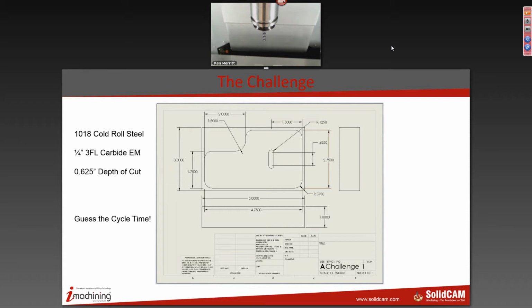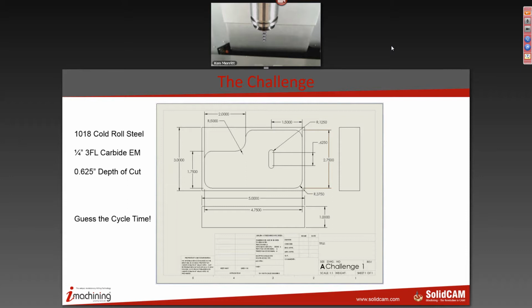Now, some people might look at that and go, well, hold on a second. You're going to bury a 1/4 inch tool at .625 deep in steel? 2.5 times diameter? Woohoo! Yeah. But we just want to go ahead, and I'm sure you can see here it says guess the cycle time. Well, I'm sure many of you are probably saying there probably won't be a cycle time. The tool is just going to break. Well, it may or it may not.